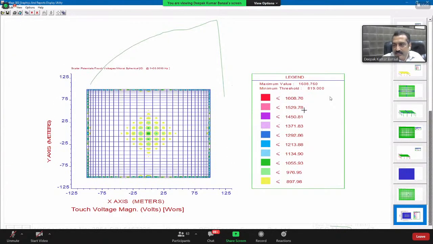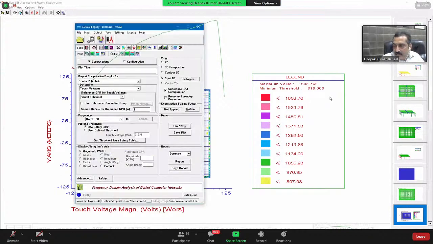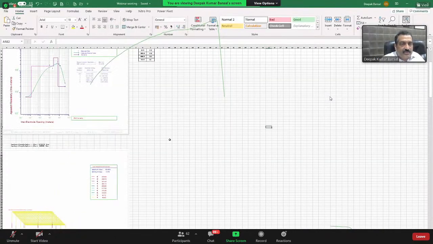The calculation takes some time. Now you see our grid is not safe. The grid which was safe earlier is now not safe. You can see the spots here. Wherever you see the spots, at all the edges and in the center, it means that area is not safe for touch voltages, and the values there are more than the threshold limit of 819 volts. These areas are safe, but these areas are not safe. We have not done anything. We have just taken the soil resistivity as a thumb rule, and our grid shows the problem.